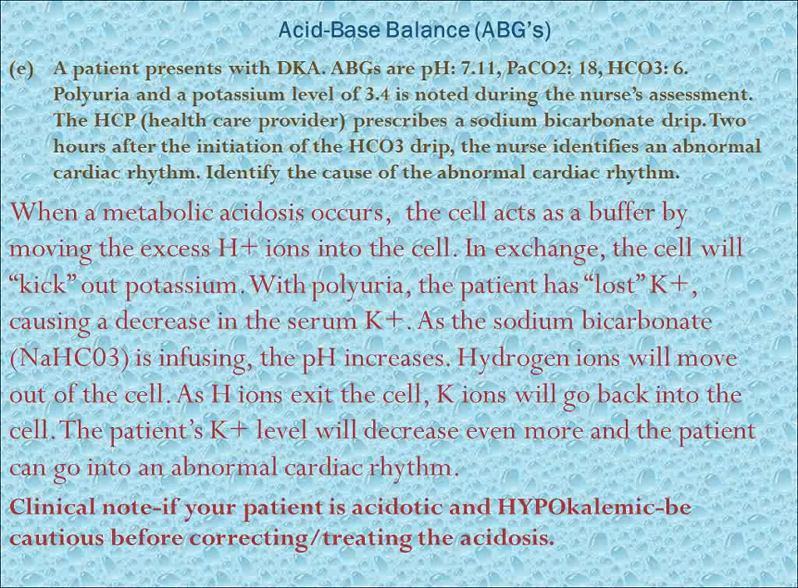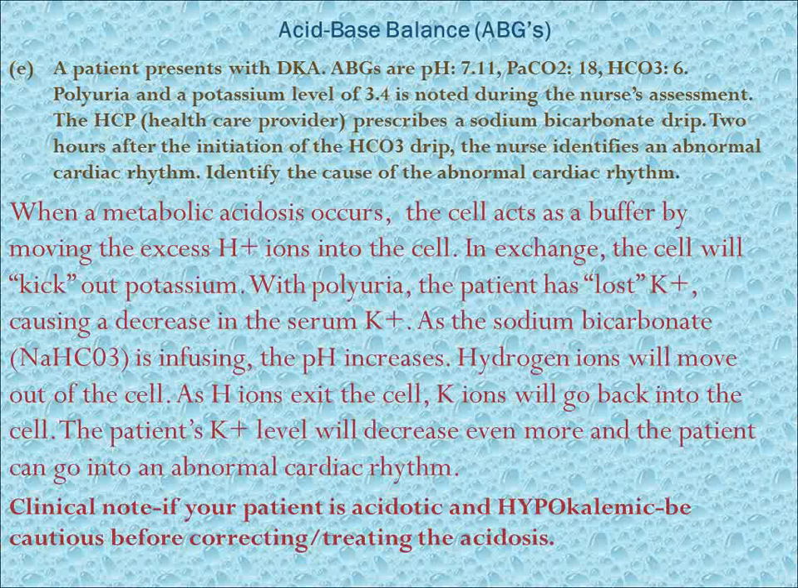It acts as a buffer by moving the excess hydrogen ions into the cell, and in exchange, the cell will kick out potassium. But because of this patient's illness with diabetic ketoacidosis and the polyuria that accompanies it, the patient has lost a lot of potassium with all of that urine. The potassium level is slightly low.